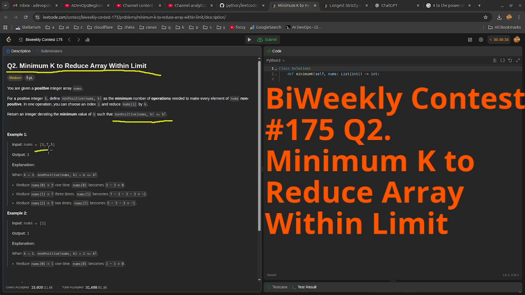So let's take this one for example. What we want to do is, with a given k, compute 3 divided by k plus 7 divided by k plus 5 divided by k. And this sum needs to be less than or equal to k squared.